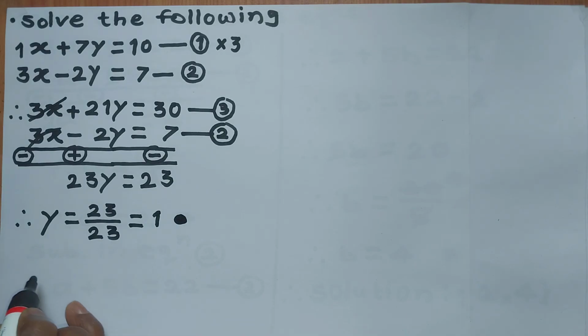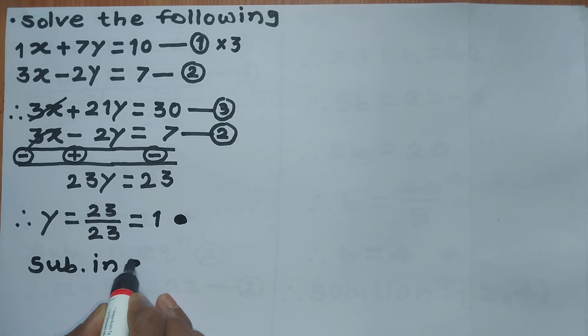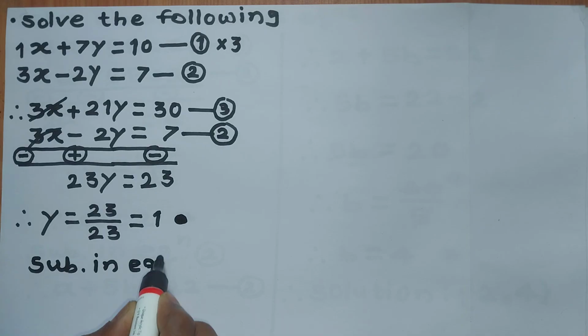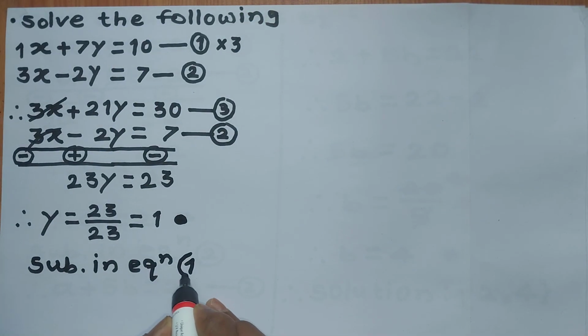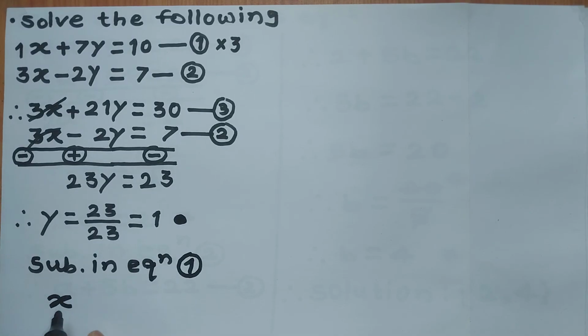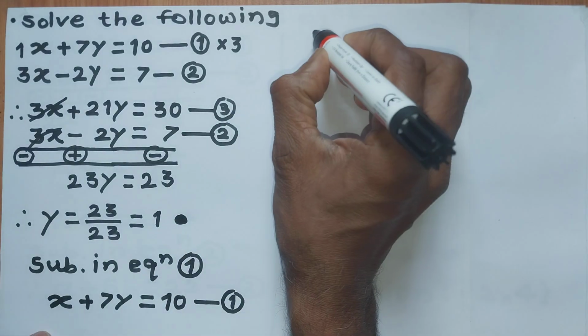Now we substitute this value in equation number 1 or 2, any one equation. Substituting in the equation which is simple, that is 1. So we substitute this value in equation number 1. So I will write here equation 1, that is x + 7y = 10. This is our equation number 1. Now we put the value of y, that is 1, here.